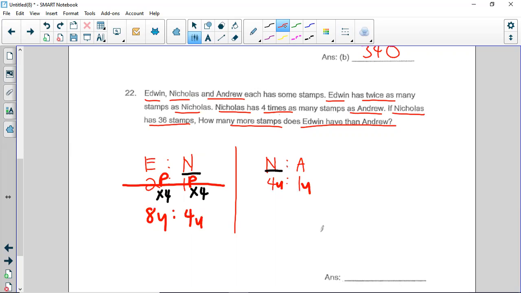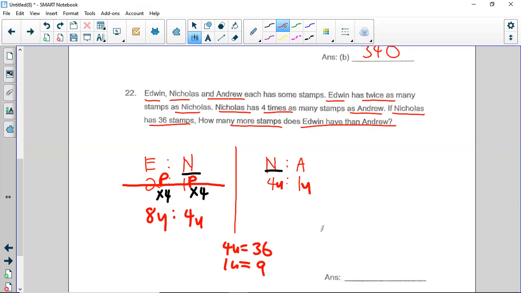So, what can you see? Nicholas has 36 stamps, which is 4 units, right? So 4 units is 36 stamps. Yep, because Nicholas has 4 units. So 1 unit will be 36 divided by 4.